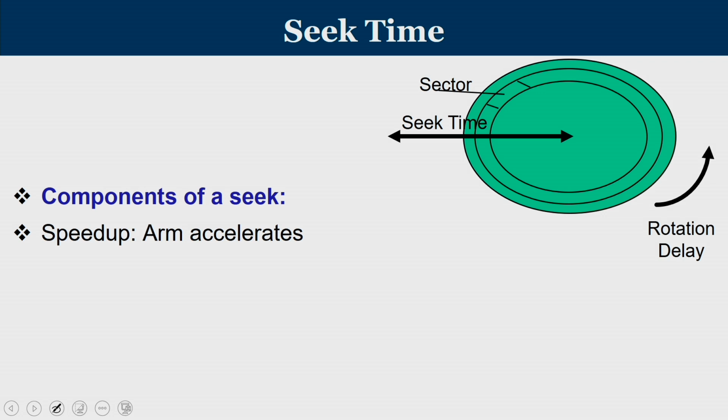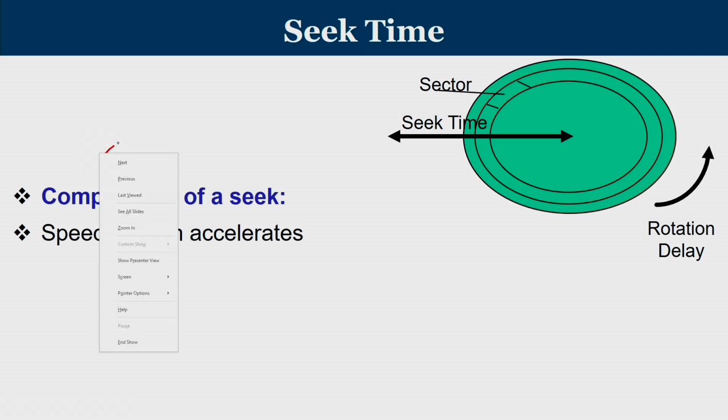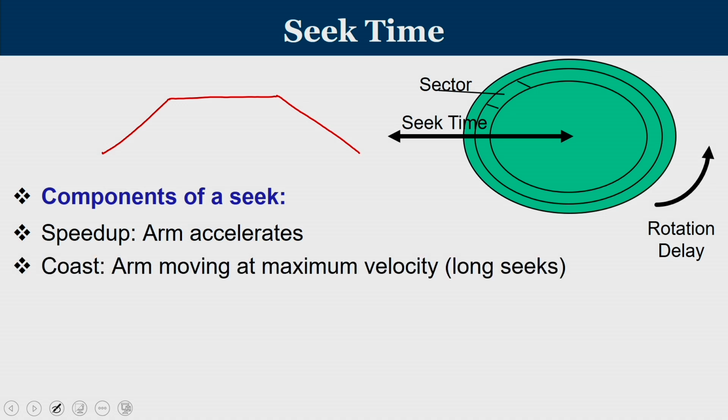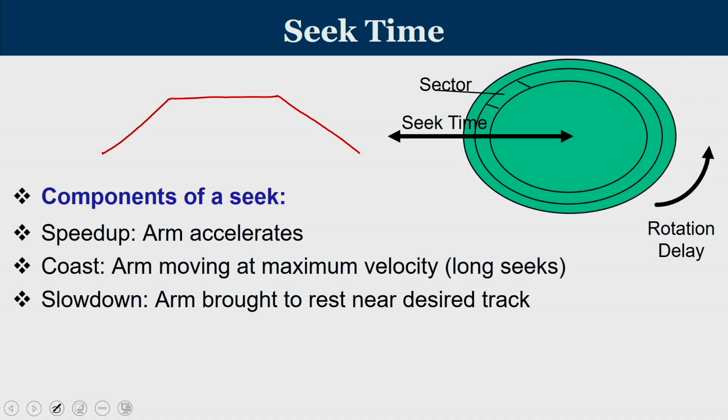Now, we will see what are the components of a general seek. First there is an increase in the speed, then your speed is constant for some tracks, and then you are going to come down. So, there is a speed up wherein your arm is going to accelerate, and then there is a coast, where the arm is moving at maximum velocity, that is basically for long seeks, and then we have a slowdown, where your arm is brought to rest near the desired track.